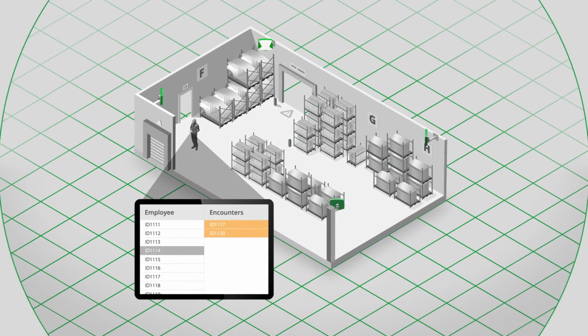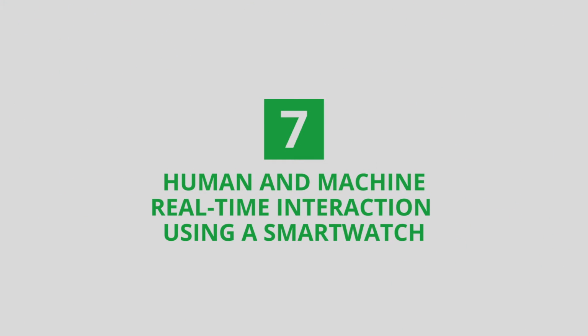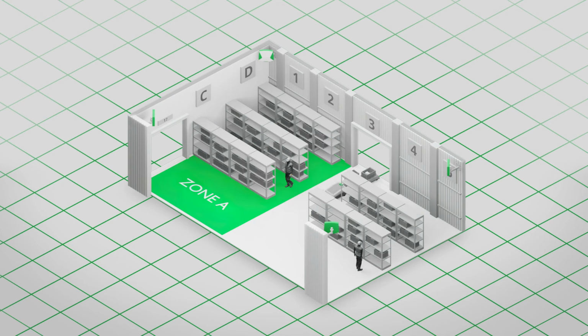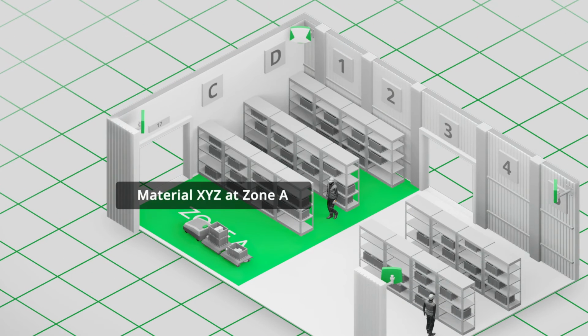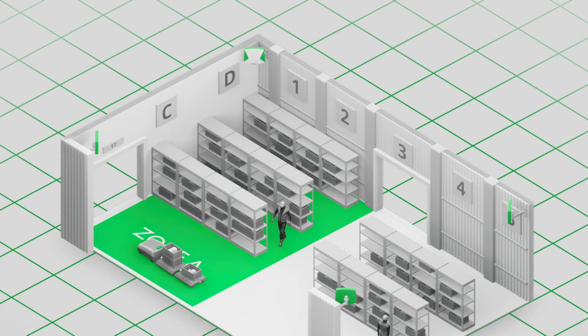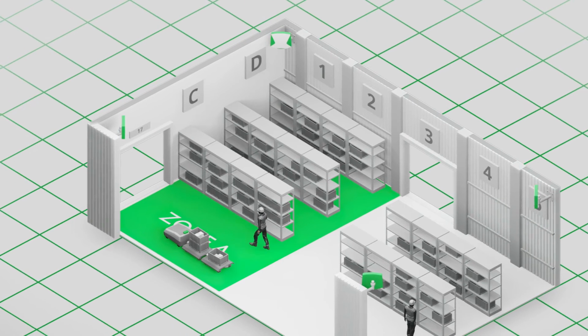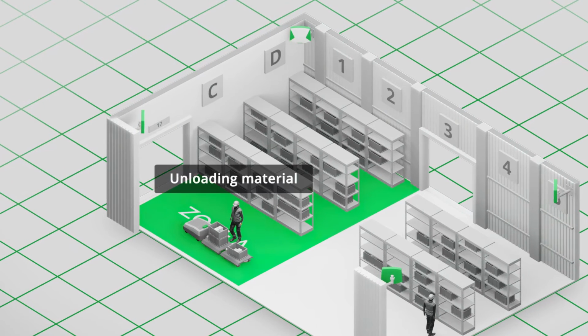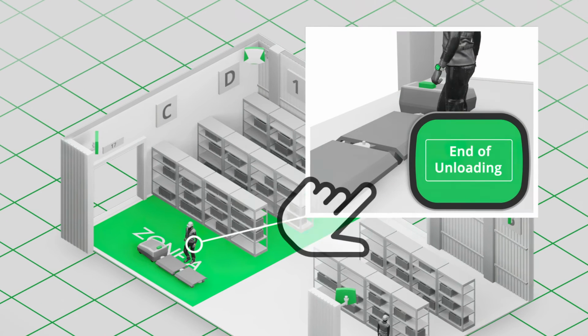Maximize machine-human collaboration with an interactive smartwatch. Improve operational efficiency by tracking the arrival of your AGVs at their appropriate location and sending the nearest tracked employee a message via their smartwatch of the required action. The employee can then register completion of the action through the smartwatch so that the AGV moves on to its next location.